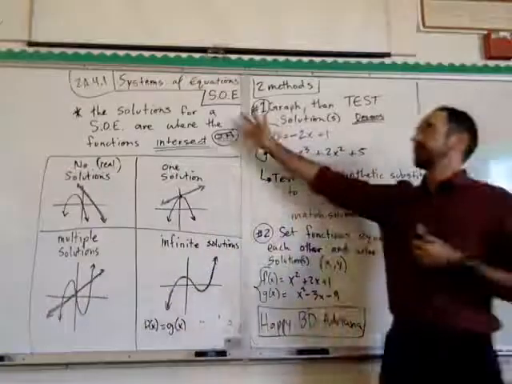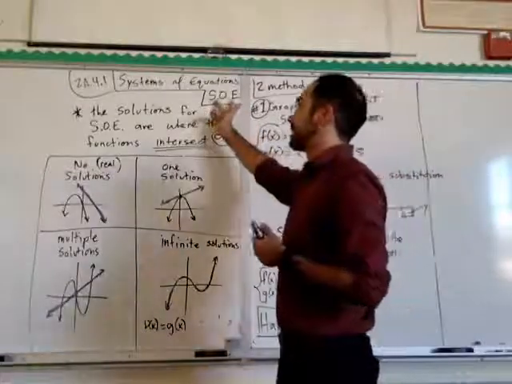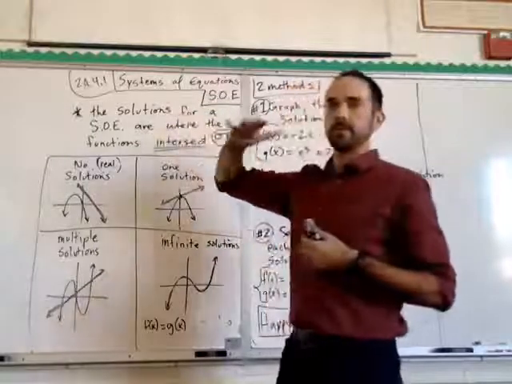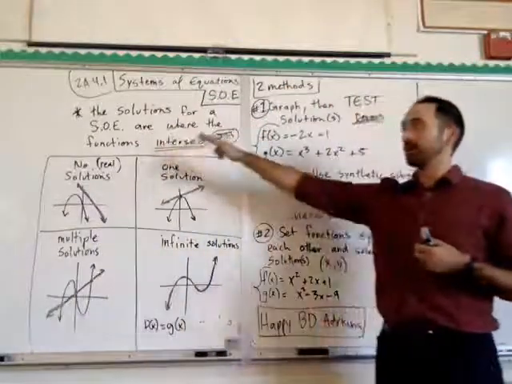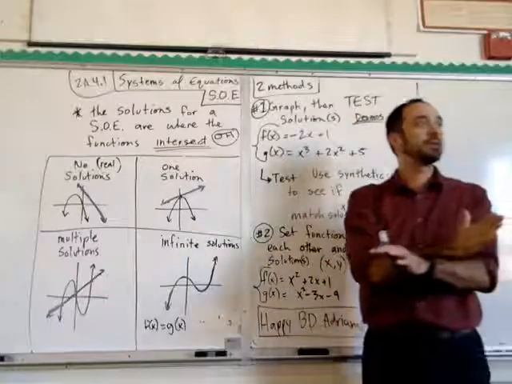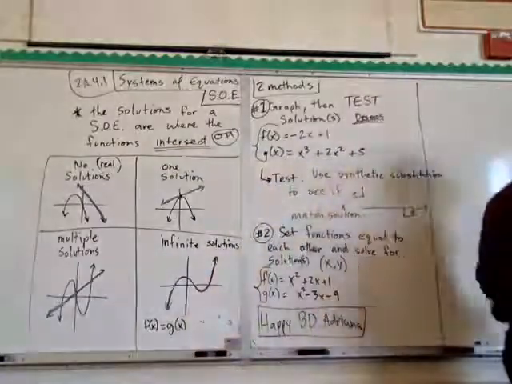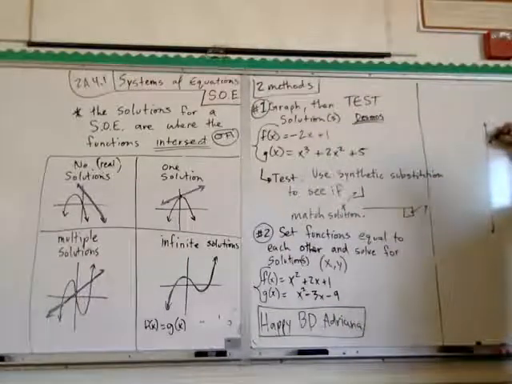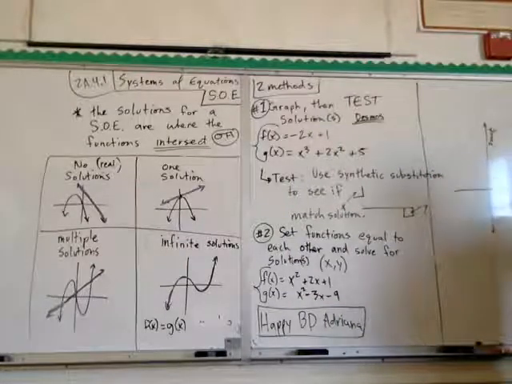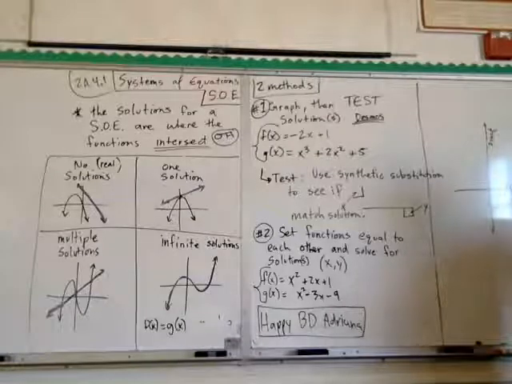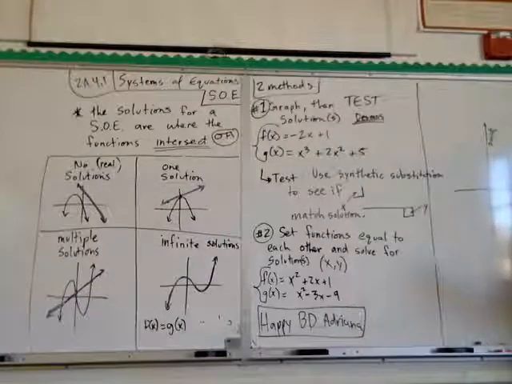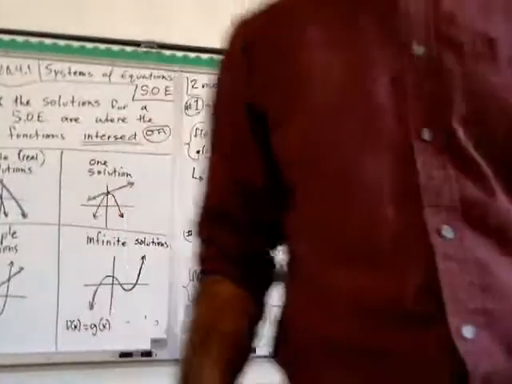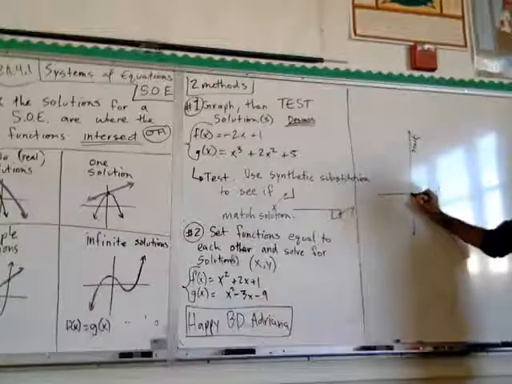Okay, so we're talking about systems of equations, which I just abbreviated SOE. The solutions for a system of equations is where the functions intersect. So if you were thinking about, here's Stockton, right? Here's Fruit Ridge. Where do they intersect? It's an obvious question, kind of rhetorical. At Stockton and Fruit. Yeah, right there.